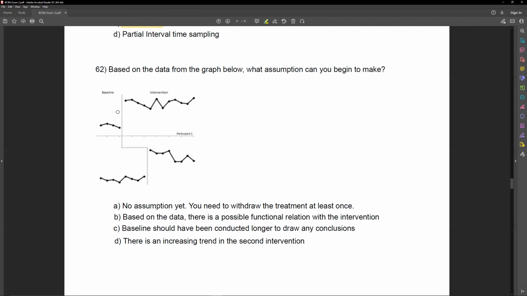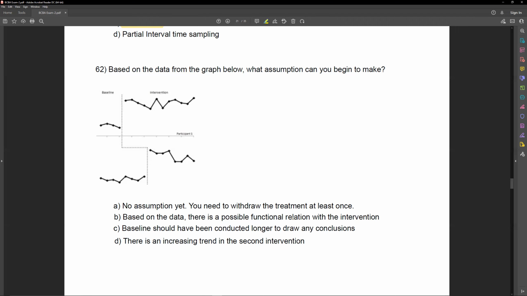We extend the baseline across participants or settings, okay, but we don't withdraw treatment. A is out. Additionally, we can make an assumption, okay? So A is out for 2 reasons. B, based on the data, there is a possible functional relation with the intervention.